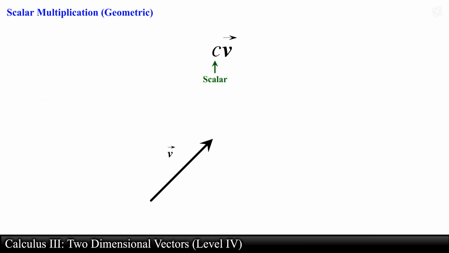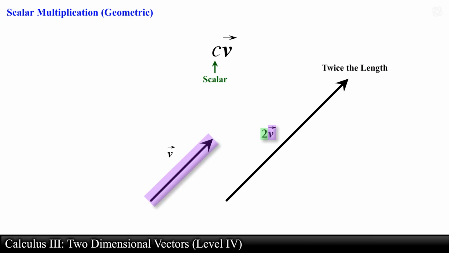For example, say you wanted to double the length of a vector. If this vector represents the displacement of a particle between 2 points, and if we wanted a particle to move twice as far in the same direction as vector v, we would denote this vector as 2 times vector v. Here, the number 2 is the scalar, and it's essentially instructing us to take vector v and double the length, making sure we keep the same direction in the process.